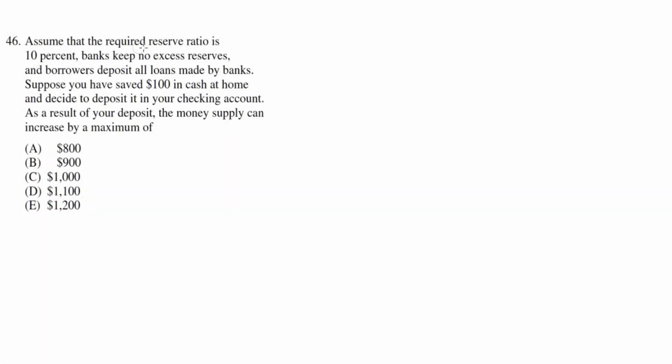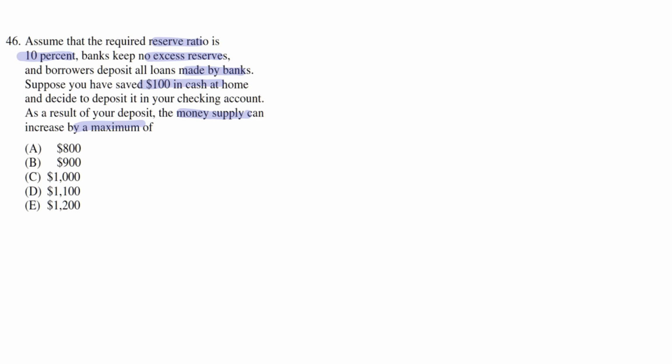Assume that the required reserve ratio is 10%. Banks keep no excess reserves, and borrowers deposit all loans made by banks. Suppose you have saved $100 in cash at home and decide to deposit it in your checking account. As a result of your deposit, the money supply can increase by a maximum of blank.